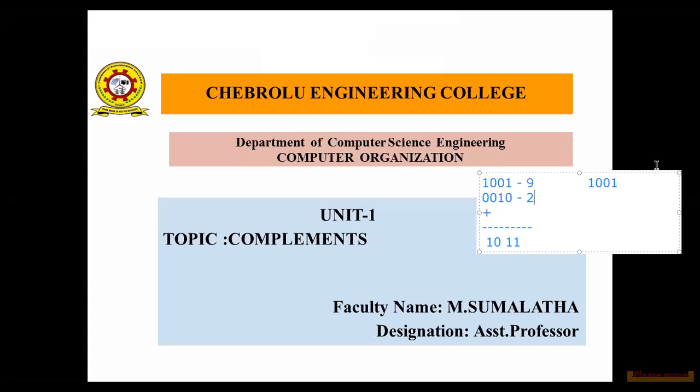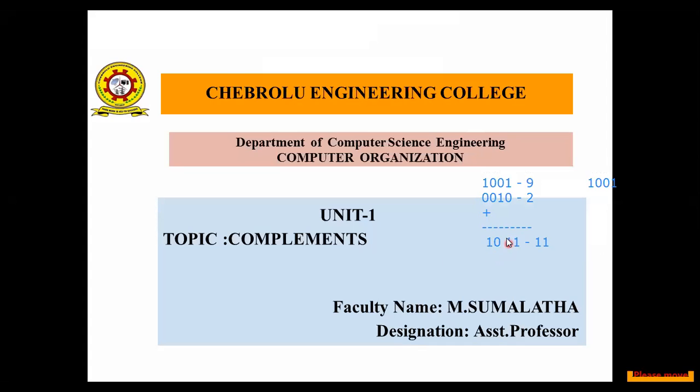9 plus 2, what is the result we are getting? The result we are getting is 11. For 1011, 1011 ki మనం డెసిమల్ ఈక్వివలెంట్ చేసాము అనుకున్నామా, that is 11. So 9 plus 2 is 11. In binary addition, how to do that? 1001 and 0010. We are taking the equivalent binary numbers and adding, then we get the equivalent 11.